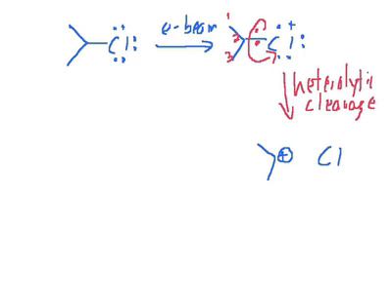How many electrons does chlorine have around it? 7. Some people want to say 8. It's not 8. Why not? Because we can look here: there are 2 lone pairs right there, 1, 2, 3, 4, 5. If it gets these 2 more electrons, it's at 7. How many valence electrons does chlorine normally have? 7. So it's uncharged. It's happy with 7. So let's draw those 7 electrons in.